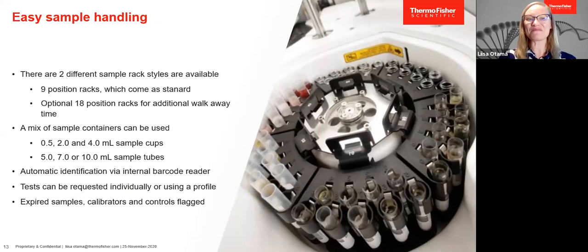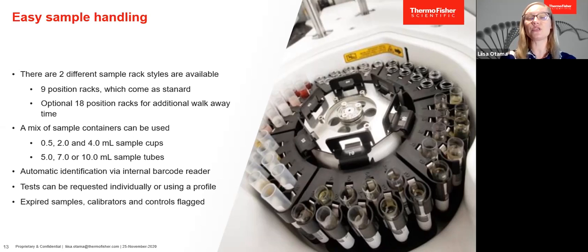We did briefly already cover the sample handling, but maybe the highlight here is that we have two different types of racks. So we have 9 and 18 position racks, and the maximum sample capacity is then 108 samples on board if you use the 18 position racks. You can use a mix of containers, so carriers for the sample. You can use cups or you can use tubes.